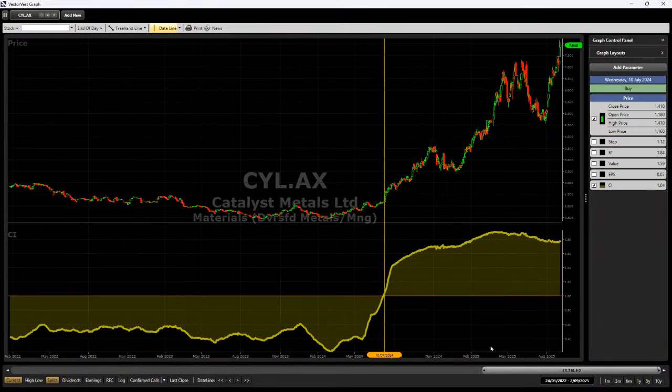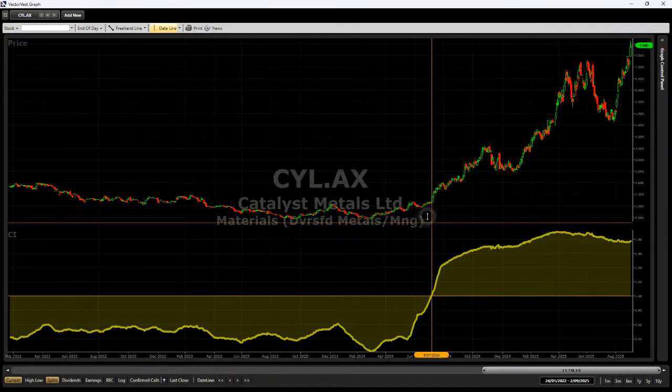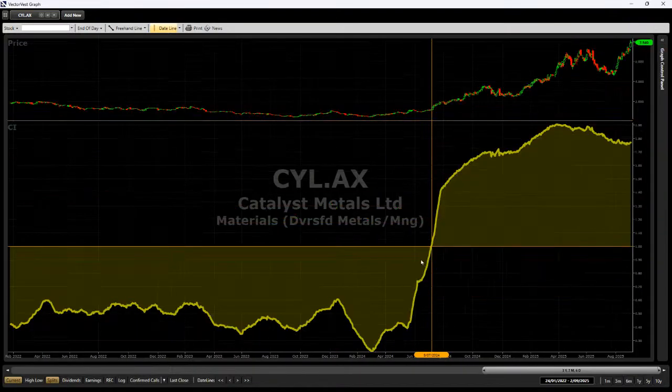So here we are, 104. Let's just see where we get it. Yep, there we are. It went from 1 to 1.01. So that was the exact date, the 9th of July, 2024. The Comfort Index, let's just make it even bigger and easier to see. The Comfort Index score broke above 1 here.